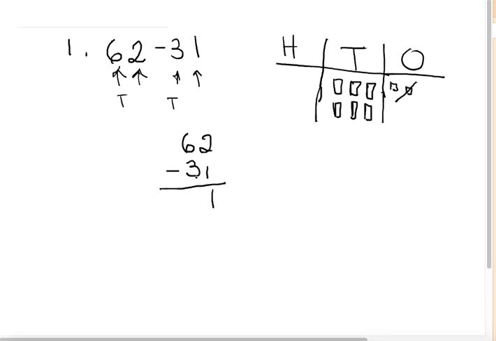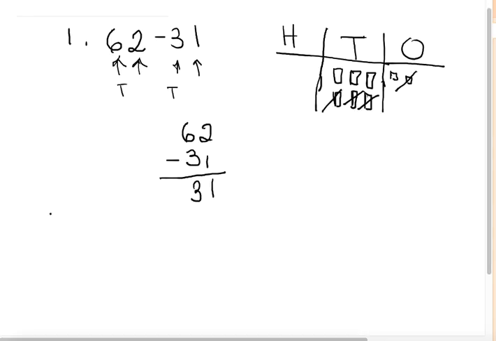I have to take away 3 tens. 1, 2, 3. That leaves me with 3. 6, take away 3 is 3. It's in fact 60, take away 30 is 30. So our answer is 31. And let's look at the next problem.